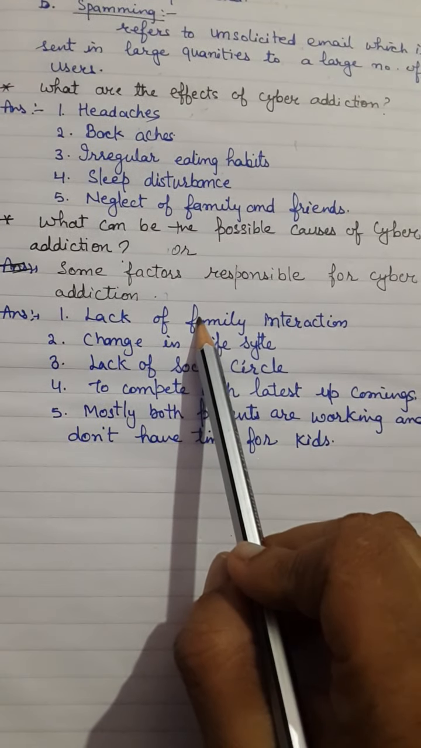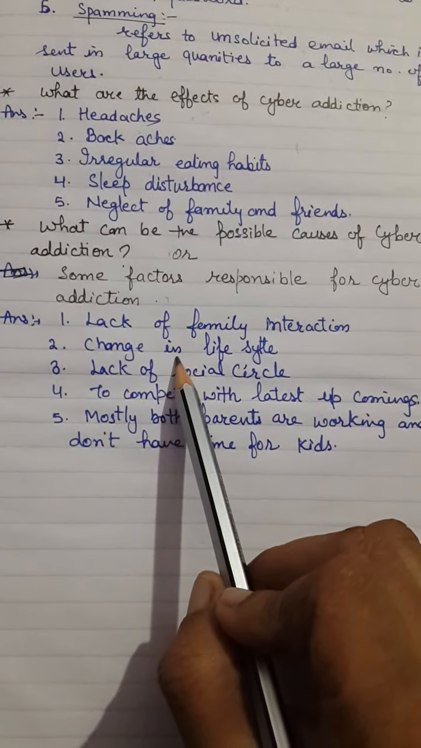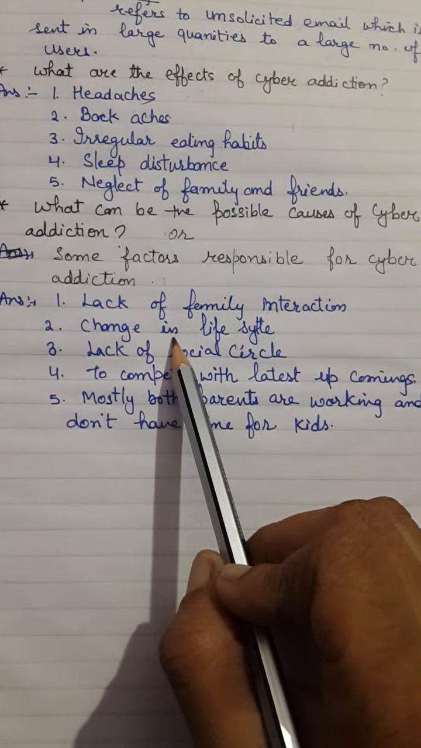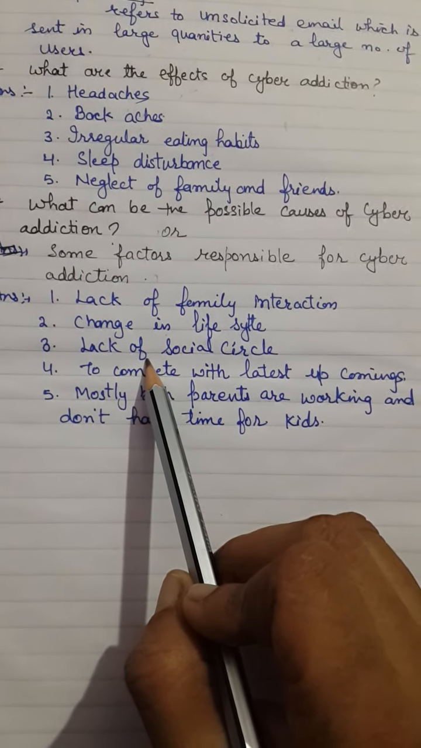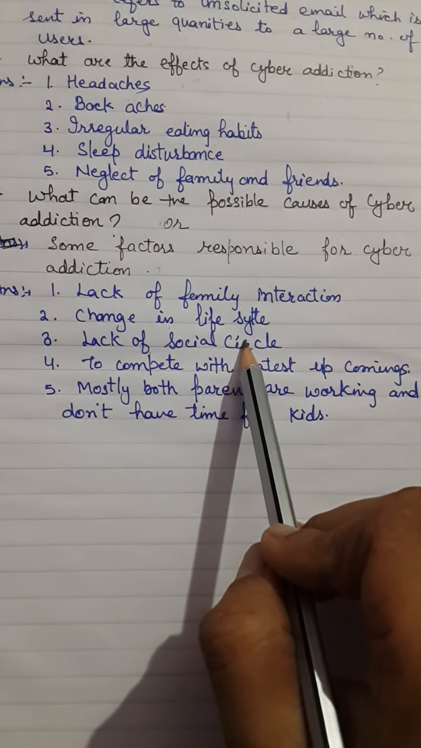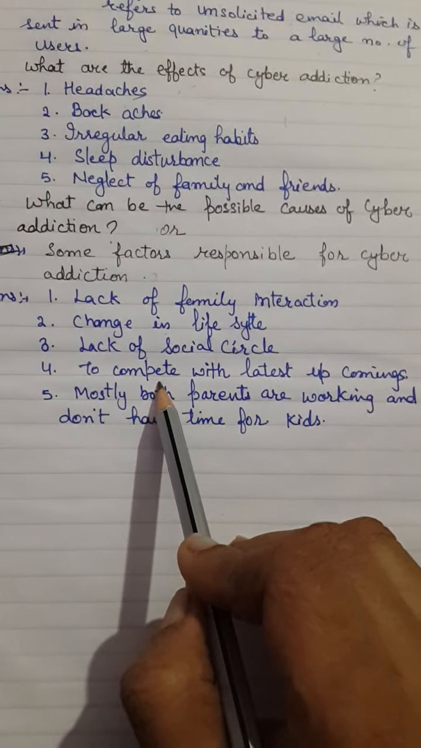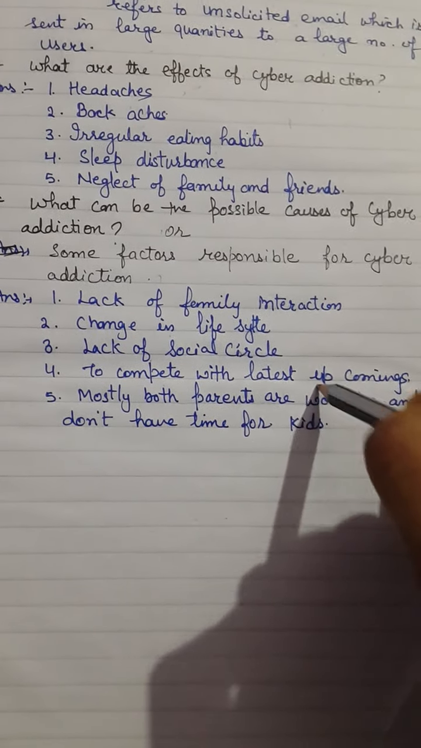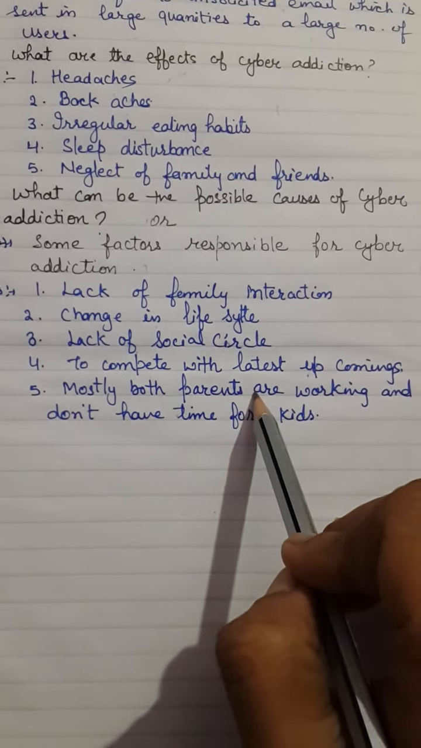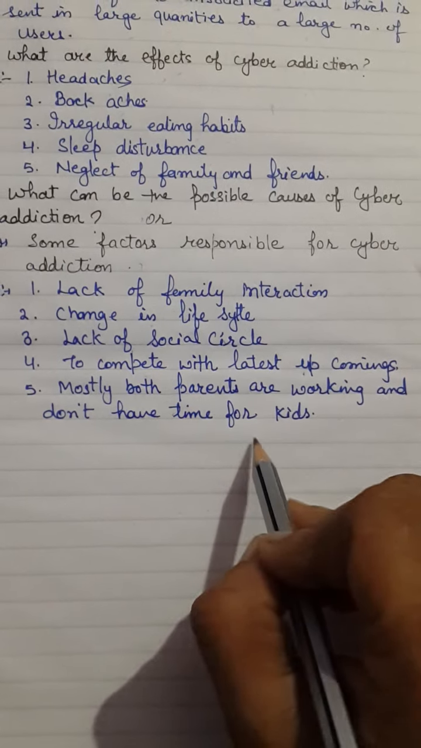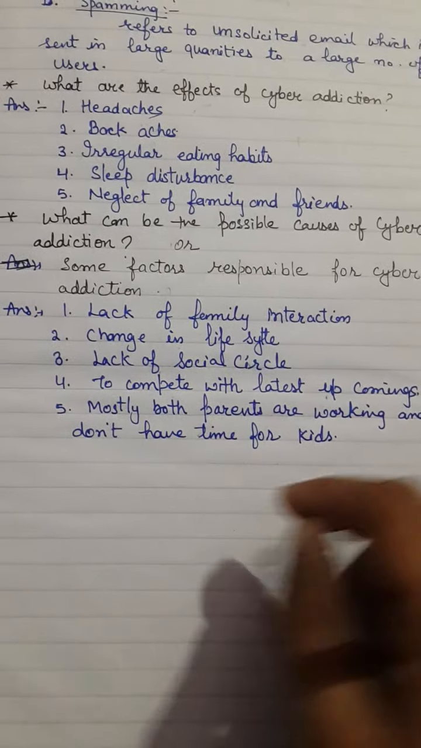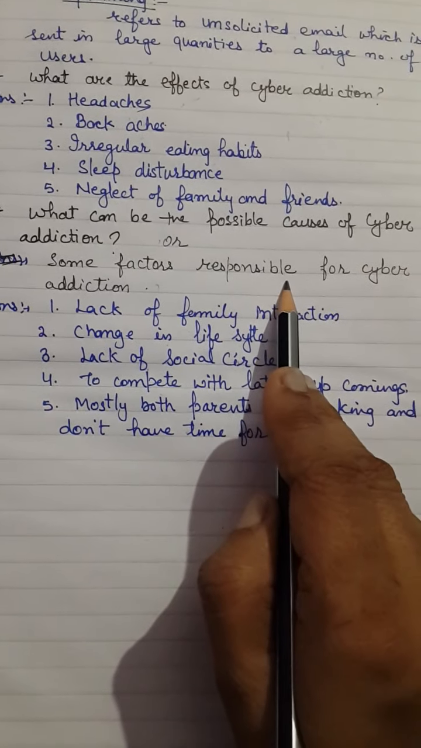Lack of family interaction, means you don't get full time. Change in lifestyle: day by day the lifestyle changes as we depend on the internet. Lack of social circle, you are busy with yourself only, to compete with the latest upcomings or to get all the latest information. Mostly both parents, mother and father, are working and don't give time to the kids, and many more points. I discussed only five. There are many more points responsible for cyber addiction.